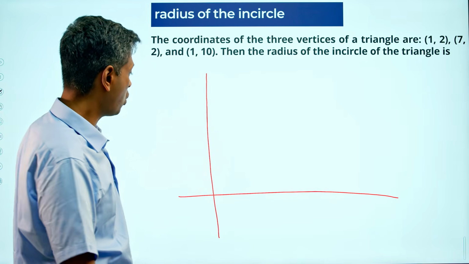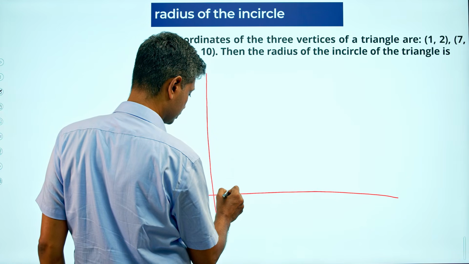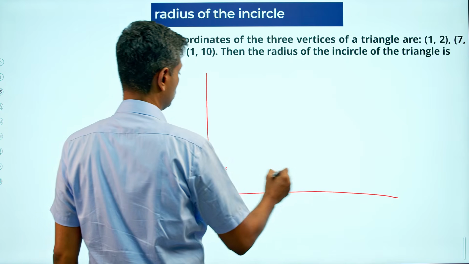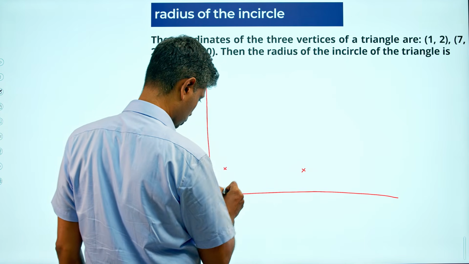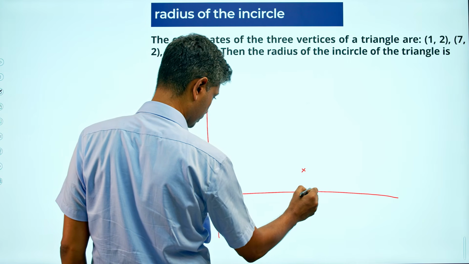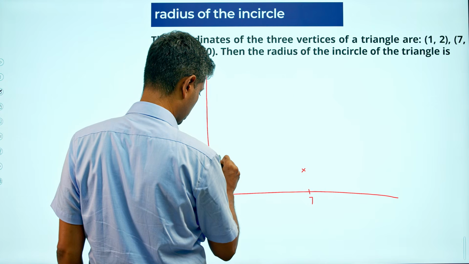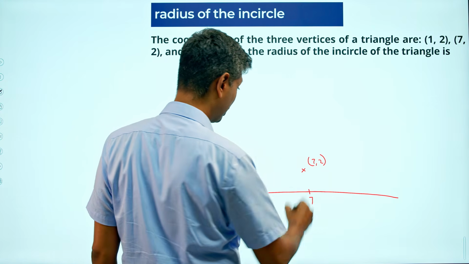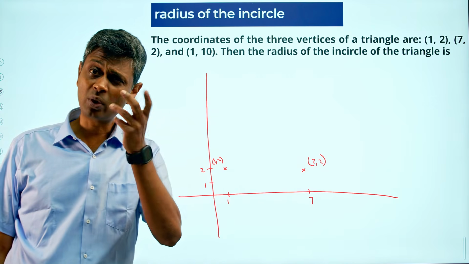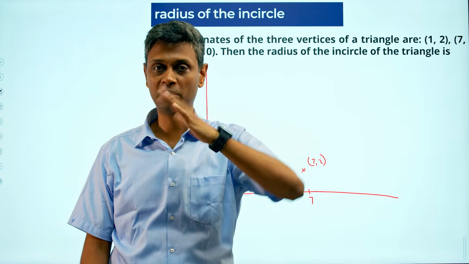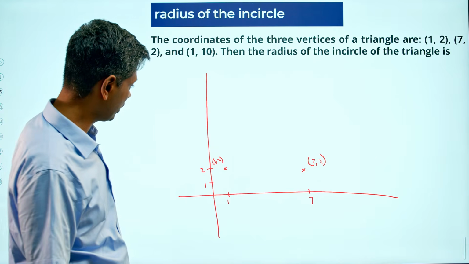So (1, 2) and (7, 2). I love it when for 2 coordinates, the x coordinates are the same or the y coordinates are the same. Life is made super simple, a line parallel to one of the axes. And then (1, 10).